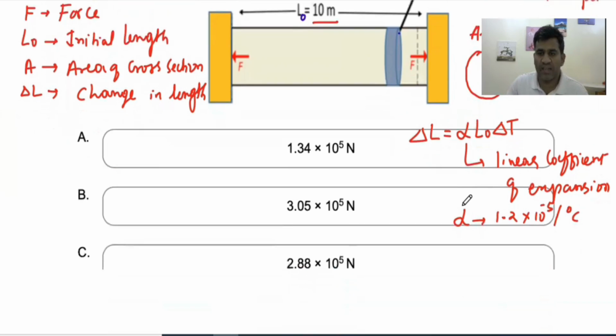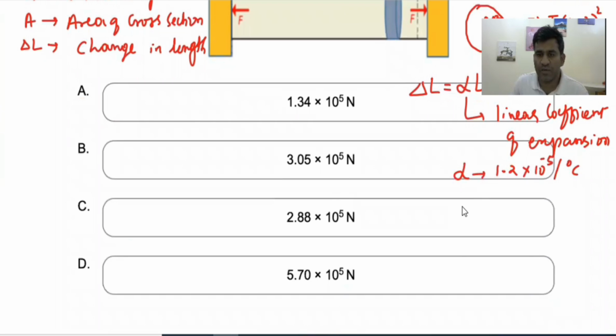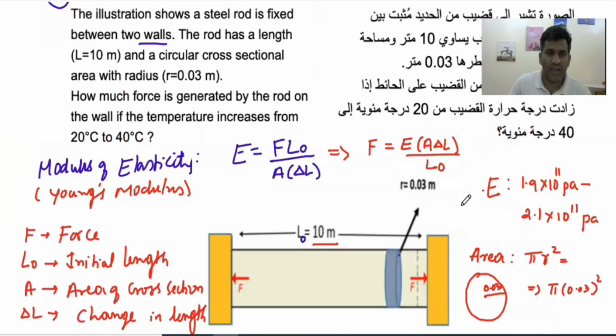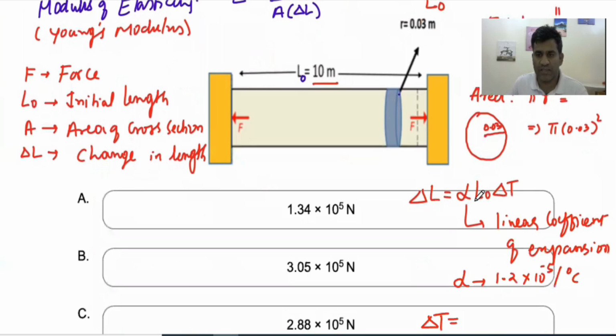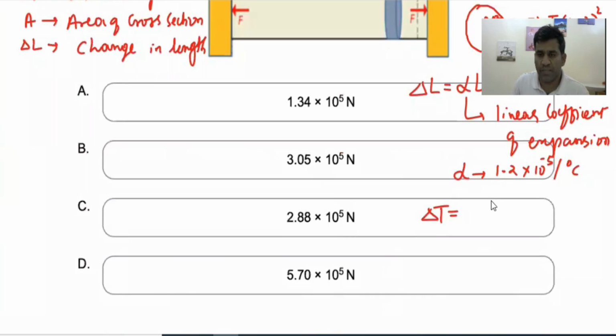I know the initial length. Now what is the change in the temperature? Delta T, change in the temperature. The initial temperature we had was 20 degrees Celsius, so T1 is 20, and the final temperature T2 is 40 degrees Celsius. Change in the temperature is T2 minus T1, that is 40 minus 20, which gives you 20 degrees Celsius.